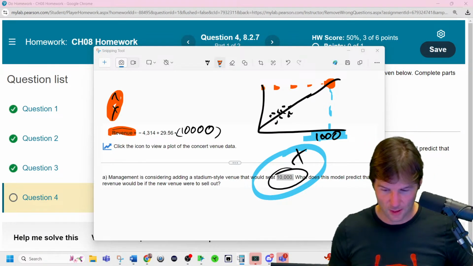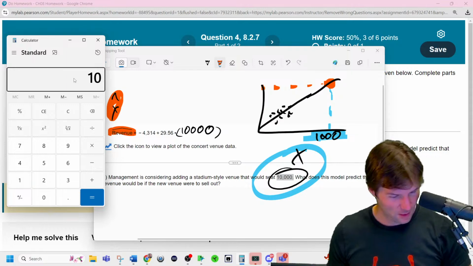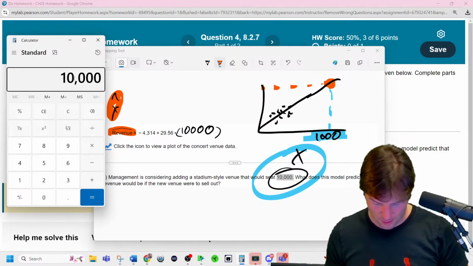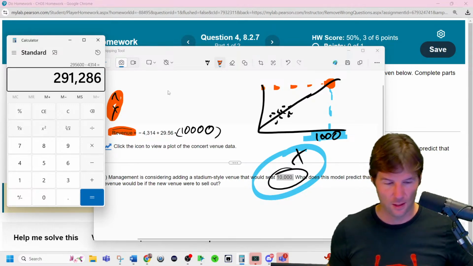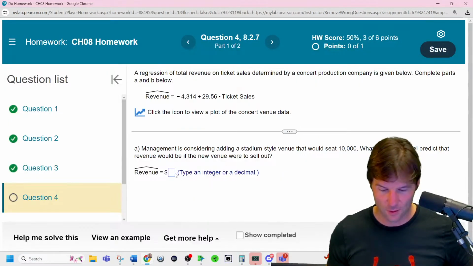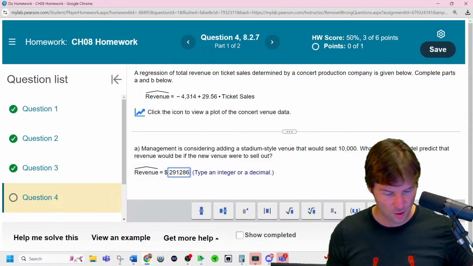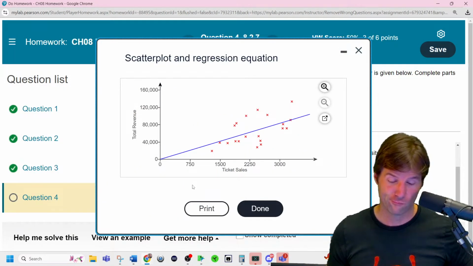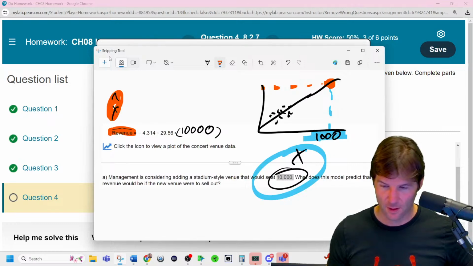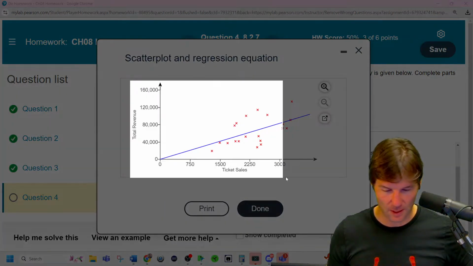So we just plug in the values over here, 10,000 times 29.56 minus 4314. And there it is right there, predicted revenue to the nearest decimal. That should be right. But what do you notice about this? Tell me what you see. What do you see about this?